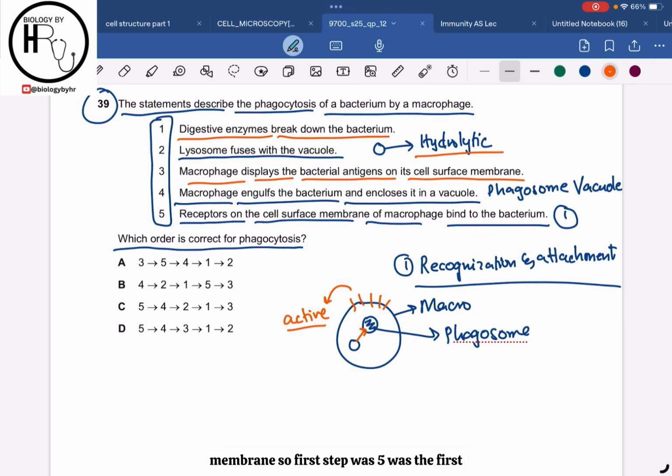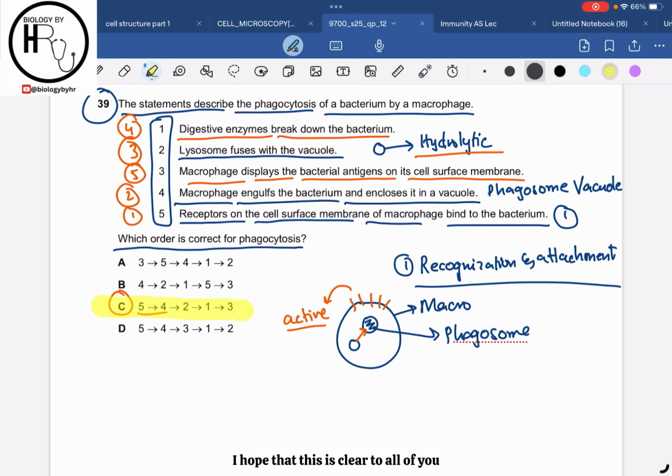So step 5 was the first step, right? Then the macrophages would engulf, then the lysosome would fuse, digestive enzymes would break down, and the macrophage will display the bacterial antigen on its cell surface membrane. And due to this antigen presentation, the other immune cells of the body will basically activate, right? So the correct answer over here would be option C. I hope that this is clear to all of you.